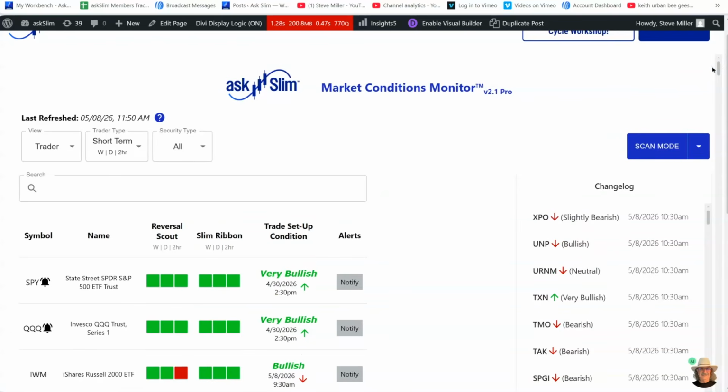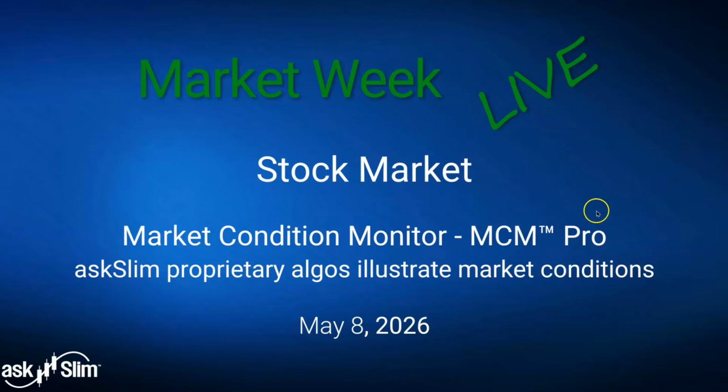I don't think there's anything like this out there. I mean, all of our algorithms built into this and really tells you when things are in what condition and when they are changing, and can notify you as I showed you. So that is a look at the market condition monitor.